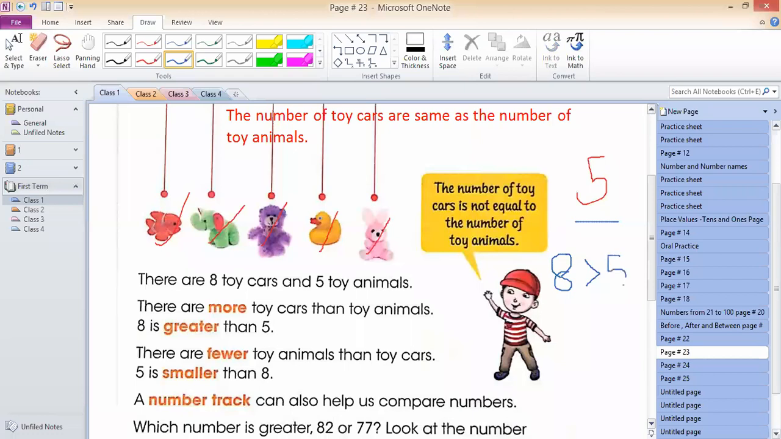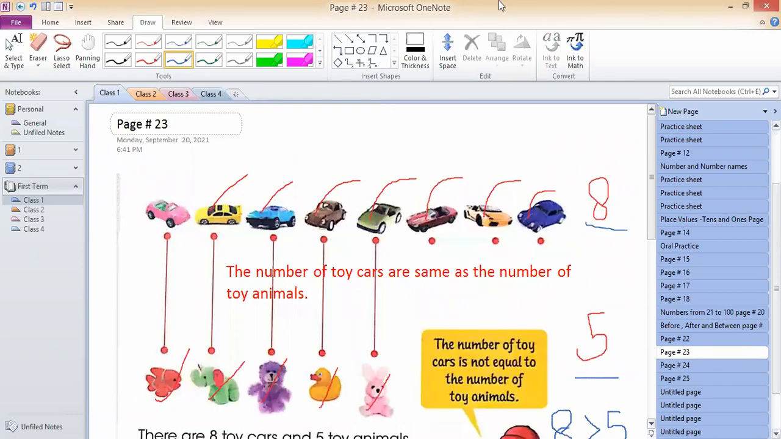So here 8 is bigger than 5. It is greater than 5. Guys, remember this sign. We use 3 signs to compare numbers. This is the first sign, is equal to. This is the second sign, greater than, and this is the third sign, less than. When we have the same numbers, we use the sign of is equal to, this one.